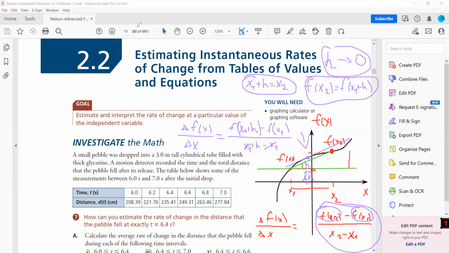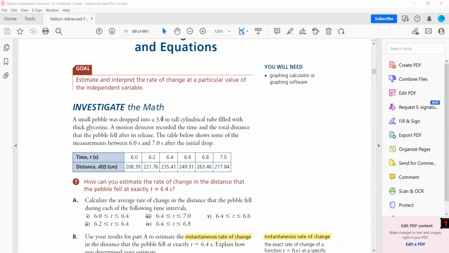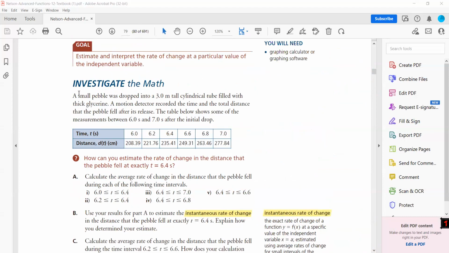So, guys, I hope I gave you enough time to copy this down, and let's proceed to this chapter. Investigate the math. A small pebble was dropped into a 3-meter tall cylindrical tube filled with thick glycerine. A motion detector recorded the time and the total distance that the pebble fell after its release. The table below shows some of the measurements between 6 and 7 seconds after the initial drop.